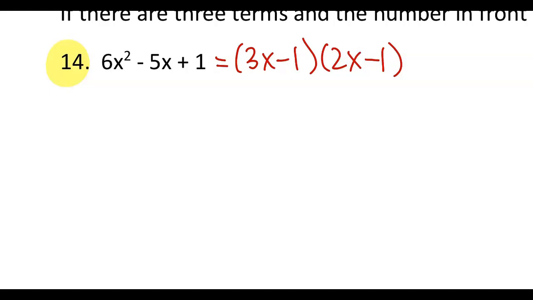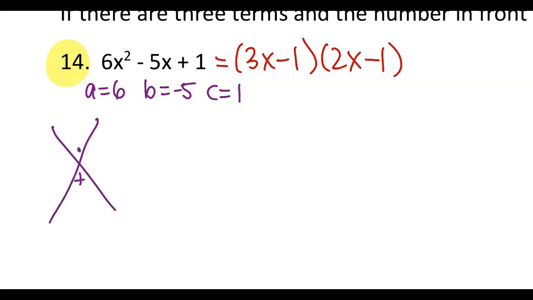Okay, first things first, check for a GCF. Is there a number or variable that you can factor out from all 3 terms? Unfortunately or fortunately, however you want to look at it, for this question, there's nothing we can factor out besides a positive 1. If you could factor out a positive 1, that's cool, but it's not going to change your answer. So A is going to be 6, B is negative 5, and C is 1.